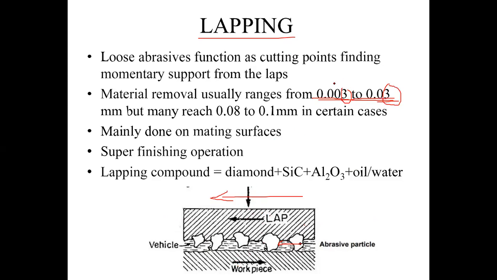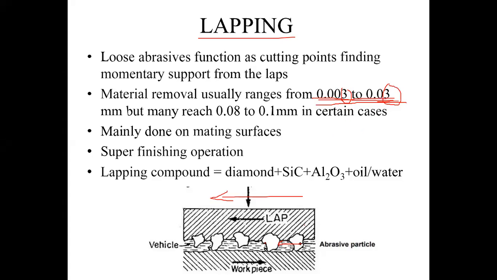So using this, you can remove a maximum of 0.003 to 0.03 mm. 1000 micron equals 1 mm, which means 0.001 mm equals 1 micron. So 3 means it's 3 micron. So up to the 3 micron level you can finish.